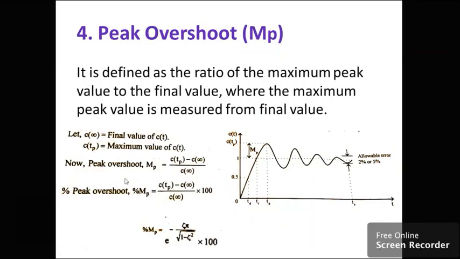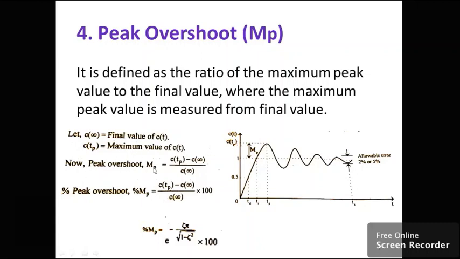So let me move on. Peak overshoot. It is defined as the ratio of the maximum peak value to the final value, where the maximum peak value is measured from the final value. So this is the position of peak overshoot in the second order system. Now C of infinity is equal to the final value of C of t. Then C of Tp is the maximum value of C of t that you can observe here.